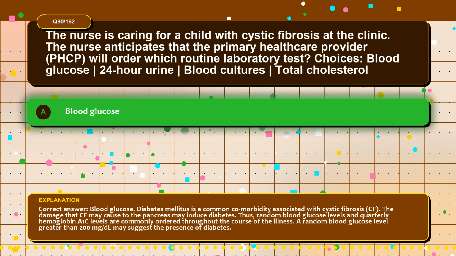Correct answer, blood glucose. Diabetes mellitus is a common comorbidity associated with cystic fibrosis (CF). The damage that CF may cause to the pancreas may induce diabetes. Thus, random blood glucose levels and quarterly hemoglobin A1C levels are commonly ordered throughout the course of the illness. A random blood glucose level greater than 200 mg/dL may suggest the presence of diabetes.